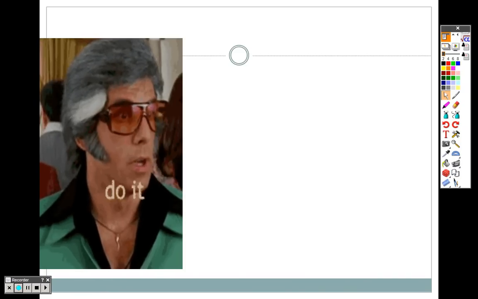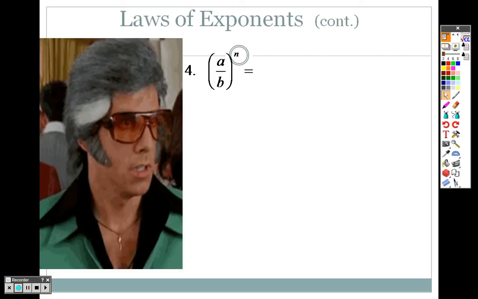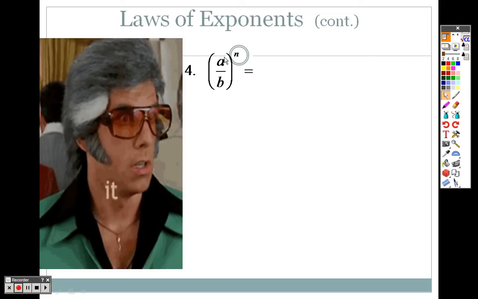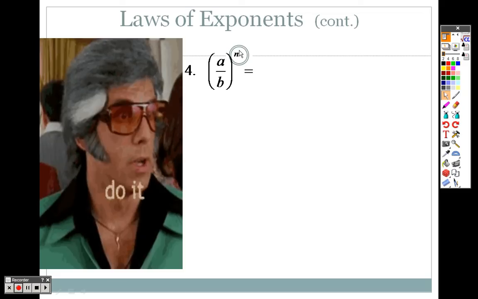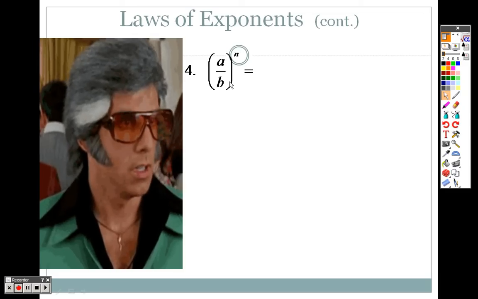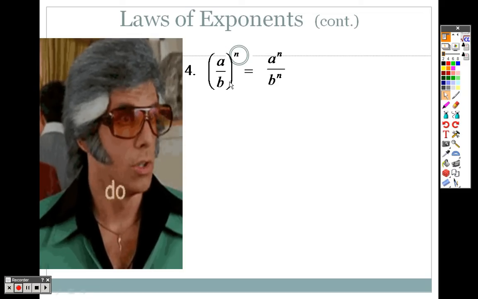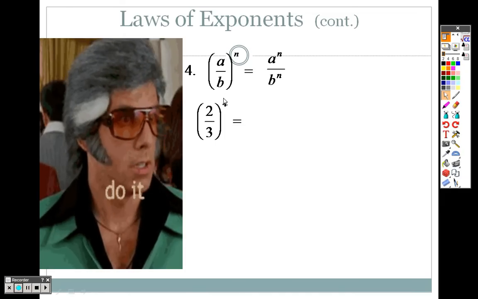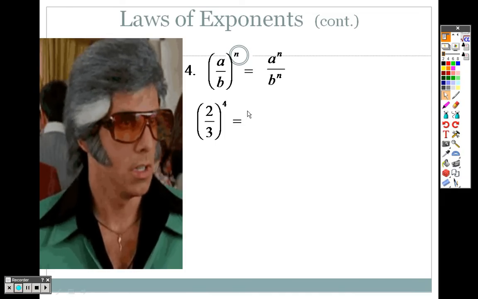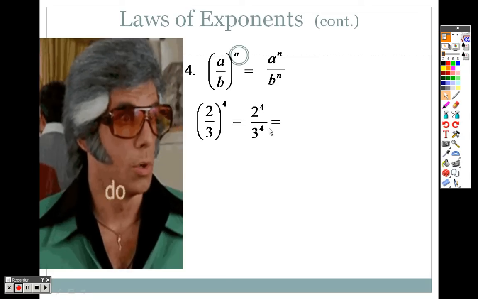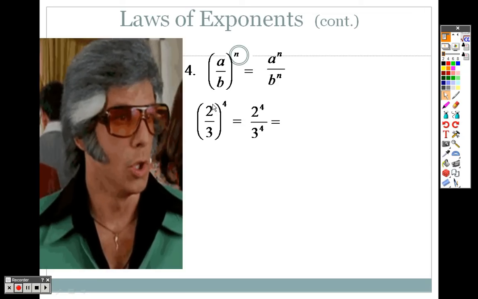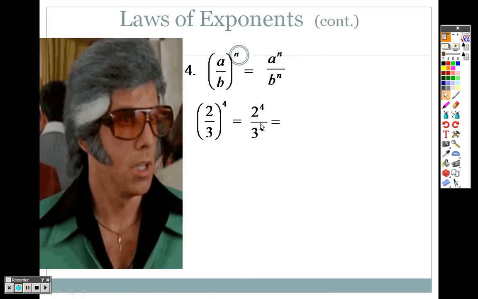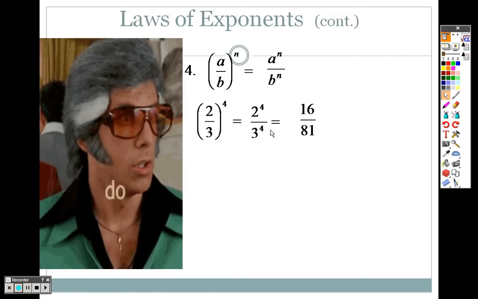Okay, so laws of exponents here. A over b to the n, this is just like the multiplication one. That's like saying a to the first power and b to the first power, so you need to take that n through to both items. So you get a to the n over b to the n. So right here, 2/3 to the 4th, you take that 4 through to both the top and the bottom. So you get 2 to the 4th over 3 to the 4th. Because remember, it's like saying 2 to the 1st, 1 times 4 is 4. It's like saying 3 to the 1st, 1 times 4 is 4. And you're getting 16 over 81.